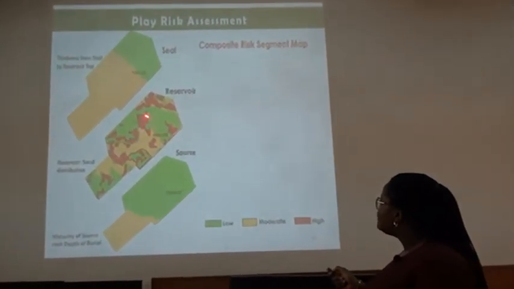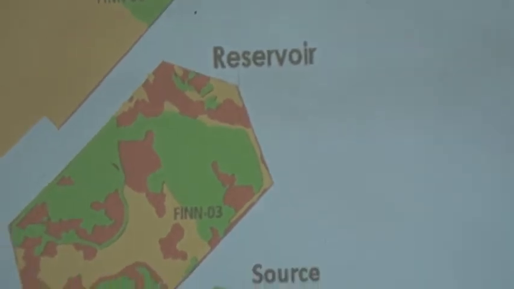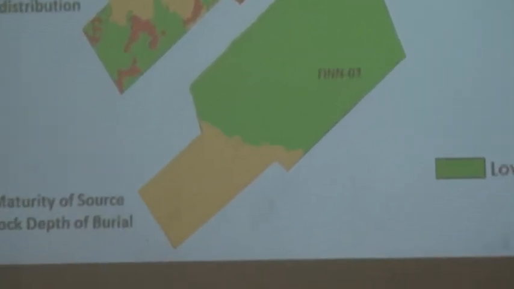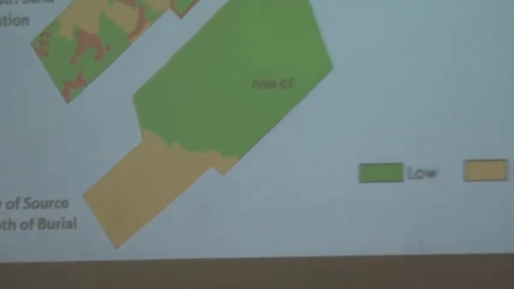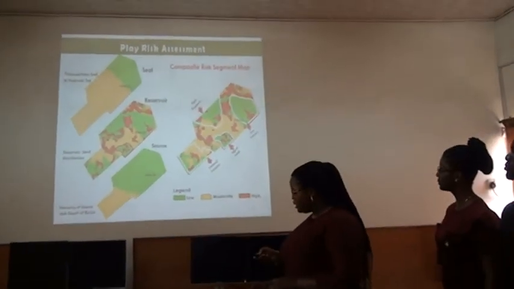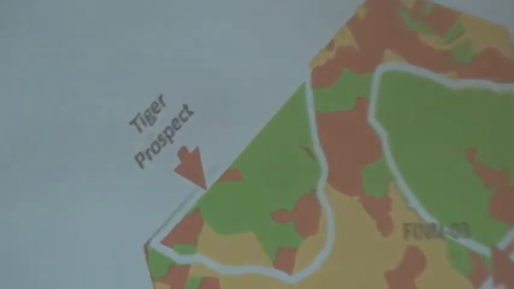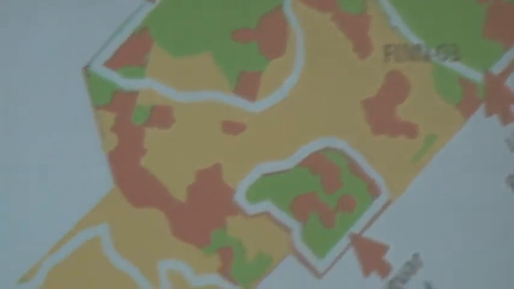We have areas of low to moderate and high risk within our reservoir package. And also for the source, we looked at the depth to burial, where we have a deeper depth, we have a lower risk and also a moderate risk. These three elements are combined to generate a composite risk segment map that gives us an overview of the risk within this area and also the risk assessment within our prospective zones here and here.